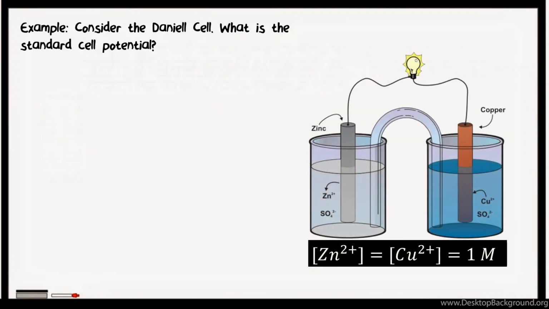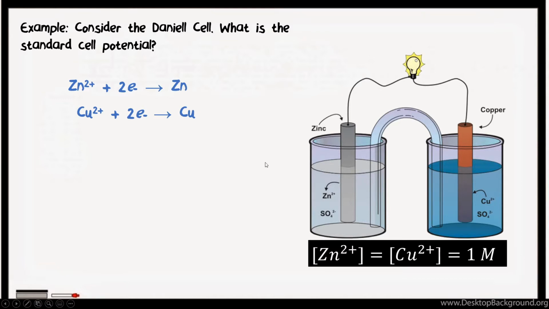So now let's look at an example. Consider the Daniell cell. The Daniell cell is a zinc copper cell. What is the standard cell potential for this one? So sa standard conditions, we have 1 molar each of zinc and copper ions. Sa zinc natin and sa copper, ito yung reduction reactions nila. Zinc 2 plus plus 2 electrons to zinc and copper 2 plus plus 2 electrons to copper.